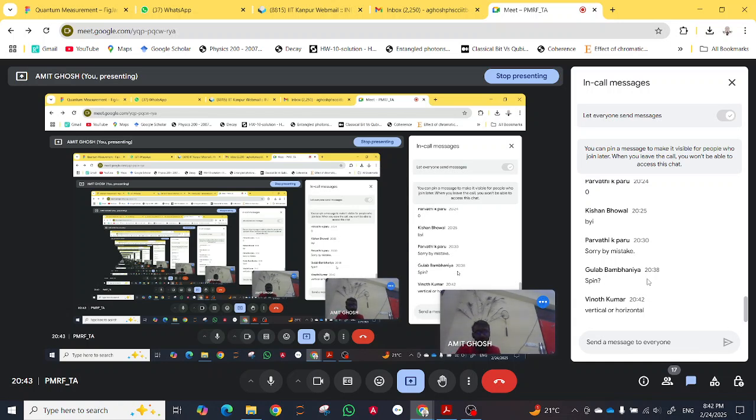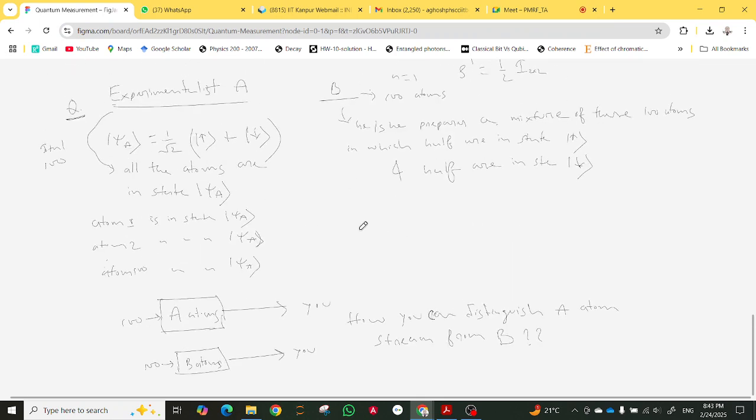Vertical or horizontal? I mean, this vertical spin, horizontal spin means in which direction, like X, Y, Z direction. I mean, suppose you measure the spin in Z direction, right? Just look at the state, right? Suppose here you measure, right? Here you suppose you try, you measure spin in z direction. Okay, so if you measure spin in case of A atoms, suppose this box, okay, here if you measure spin in z direction, what will be the outcome?